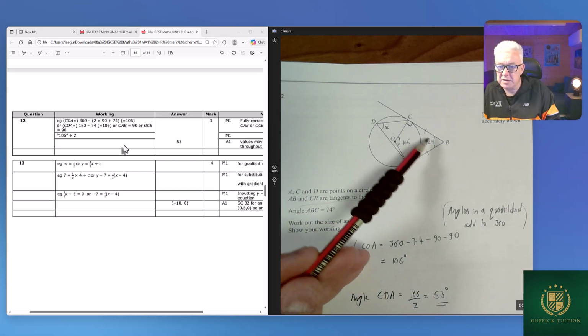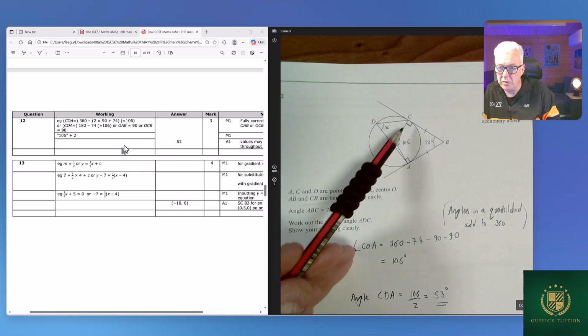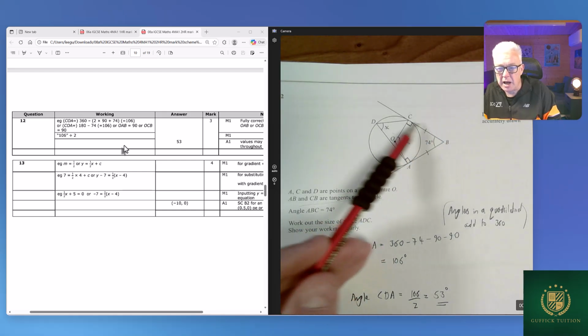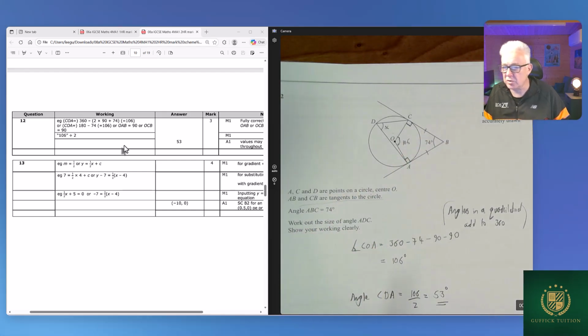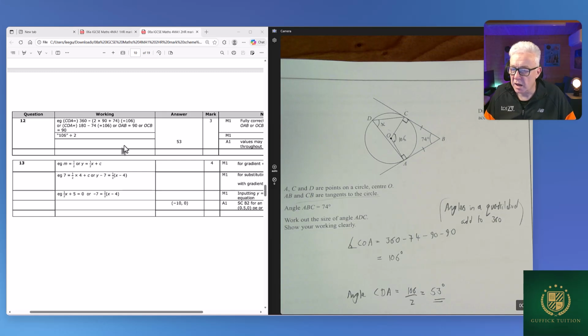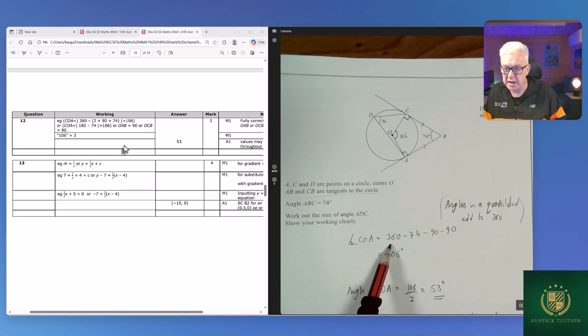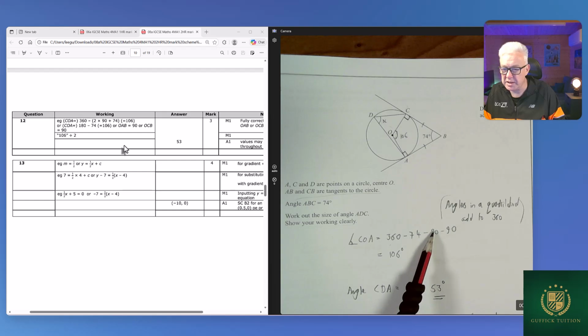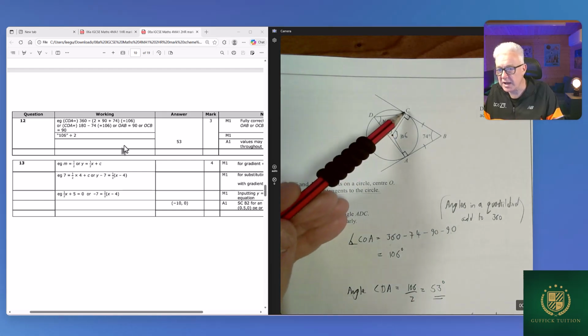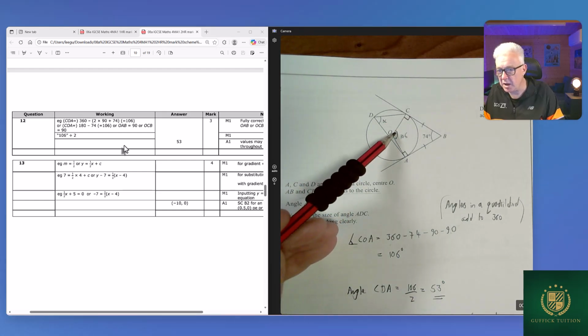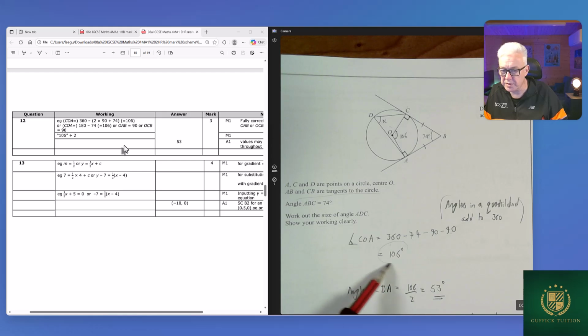Now, notice we've got a quadrilateral here, OCBA, and all of the angles in a quadrilateral have to add up to make 360 degrees. So therefore, we can say that 360, take away 74, take away 90, take away 90, is going to give us the angle COA, which is 106.